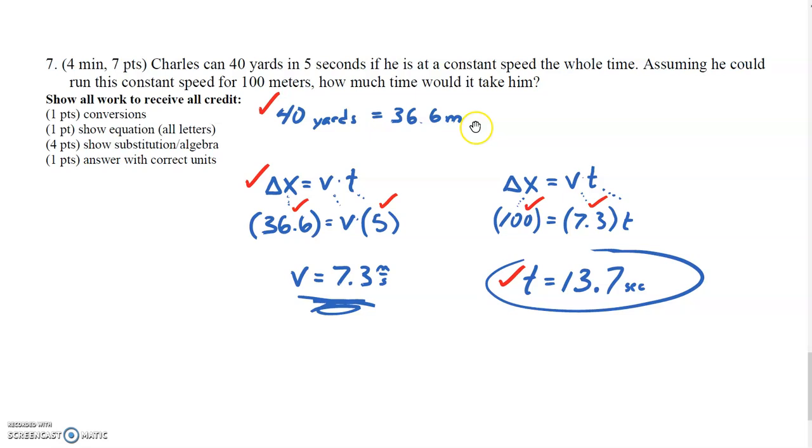So we're going to first convert 40 yards into standard units of meters, 36.6. I'm going to then use the equation, substitute in values, and get that speed of 7.3, which is going to be the same speed that they're going to then run 100 meters for, and that will give you a time of 13.7. So I'm grading the conversion, the use of this equation, the substitutions of delta x and time, and 100, and my speed from the previous part, and then the correct answer of 13.7.